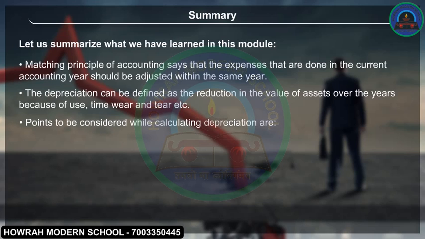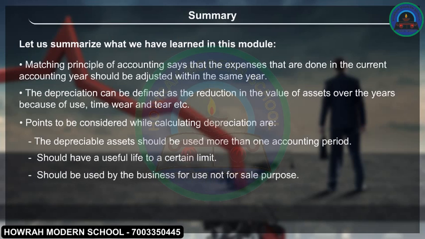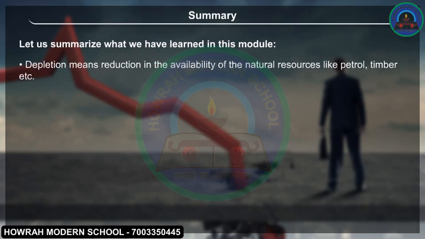Points to be considered while calculating depreciation are: the depreciable assets should be used for more than one accounting period, should have a useful life up to a certain limit, should be used by the business for use and not for sale purposes, and the expected life of an asset. Depletion means reduction in the availability of natural resources like petrol, timber, etc.